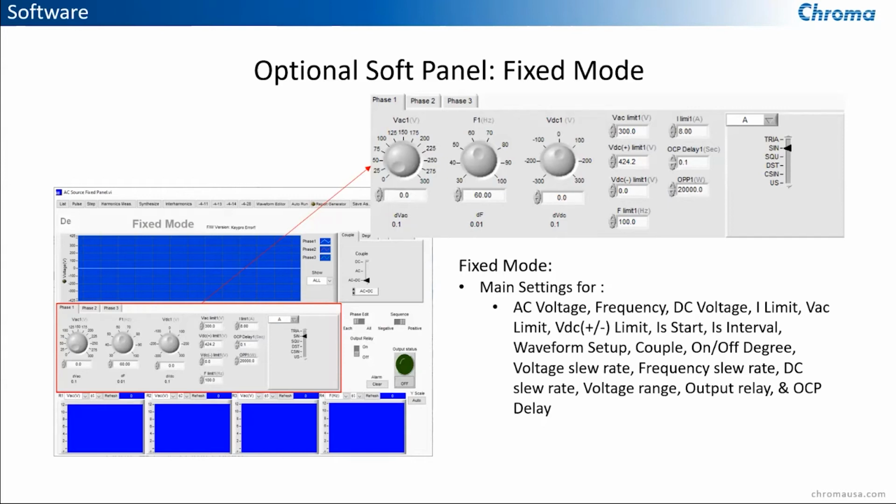The software is also able to save the parameter settings so that a user can open an existing file for execution from the hard disk. And it is equipped with data recording functions, allowing multiple measurements to be recorded and saved simultaneously. The screen that we see here is fixed mode, and this is our standard sinusoidal output mode.